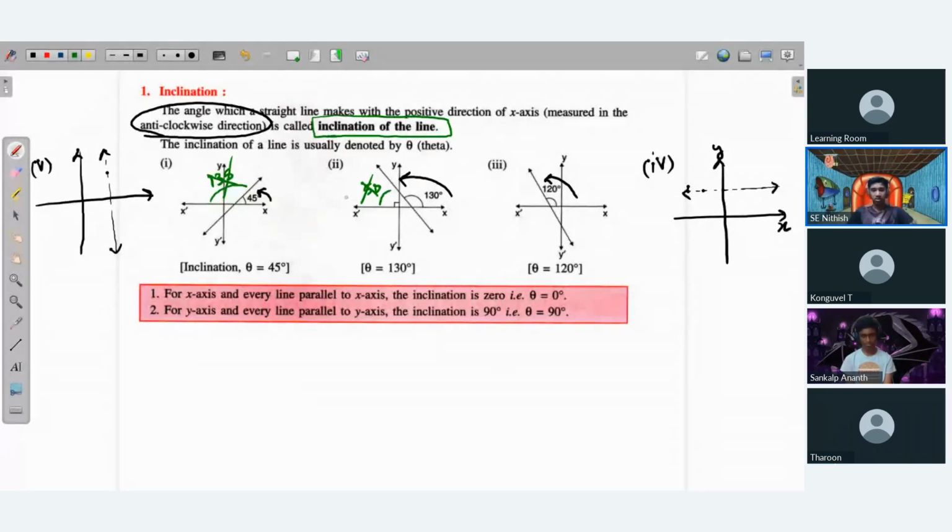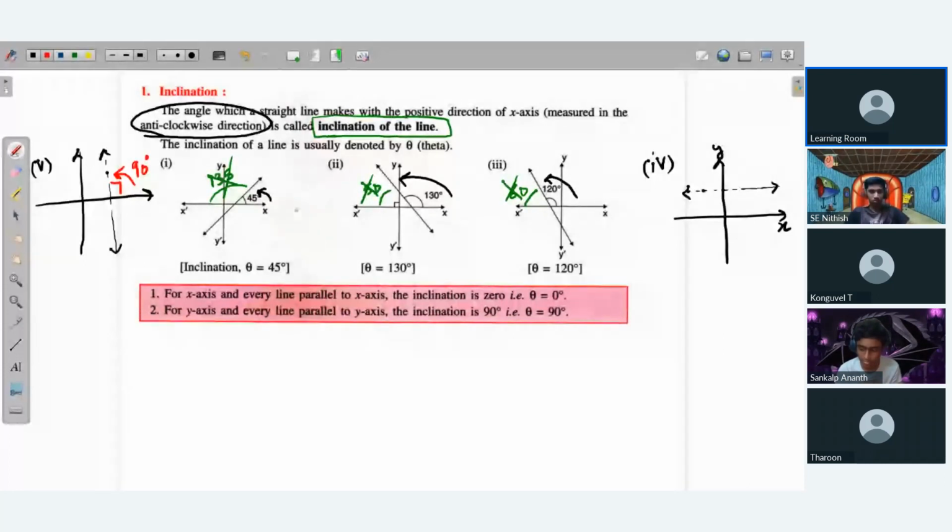In the third case, as it is 120 degrees, we don't take this 60. In the fifth case, it's 90 degrees. Any line parallel to the y-axis will always make an angle of 90 degrees, an inclination of 90 degrees. It is true for any line parallel to the y-axis.